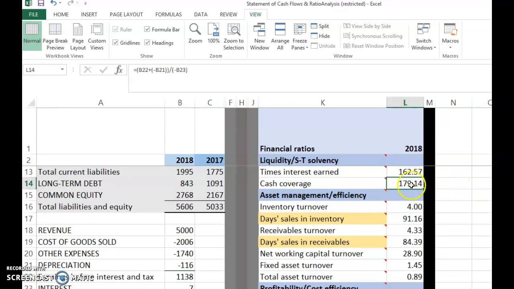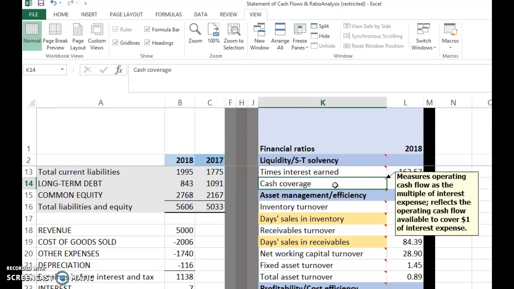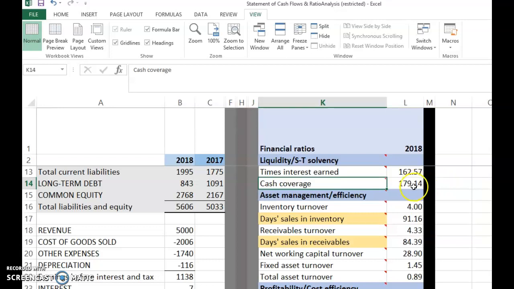179.14. Note that this must always be higher than this, because your cash income will be greater than your accounting income. Alright, therefore this would be greater than this. So here is also a multiple. So what does this reflect? Roughly about 180 times, or we can say 179 times. It means that the company's operating cash flow is 179 times the interest expense of the company in 2018. So that is what is meant by this ratio.